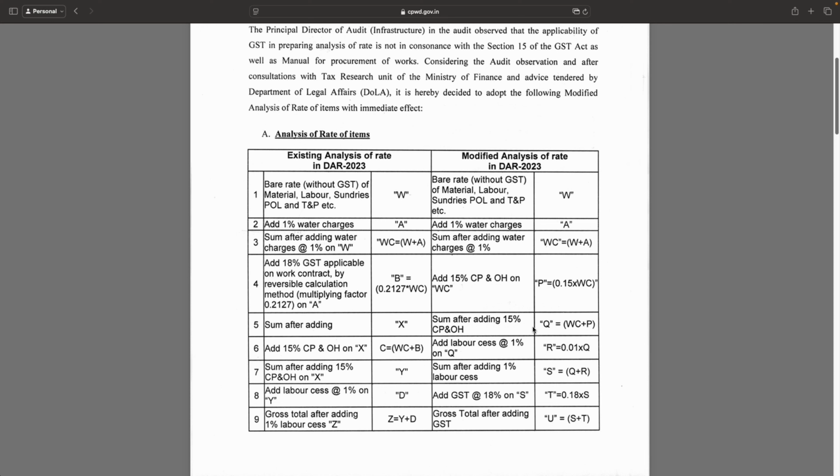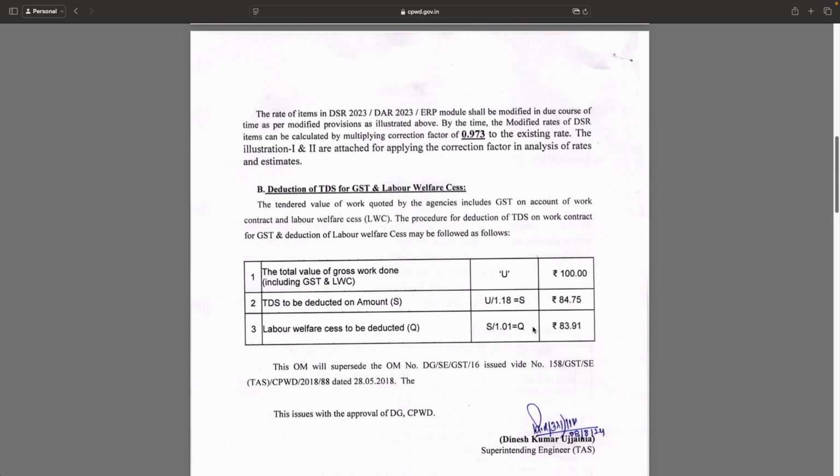A new GST order has been implemented by CPWD, saying all of us have to reduce the rate of DSR items to 0.973 as a multiplying factor. That is, if the rate of some item is 100 rupees, it should be 97.3. So what has happened? They have revised the GST calculation method.